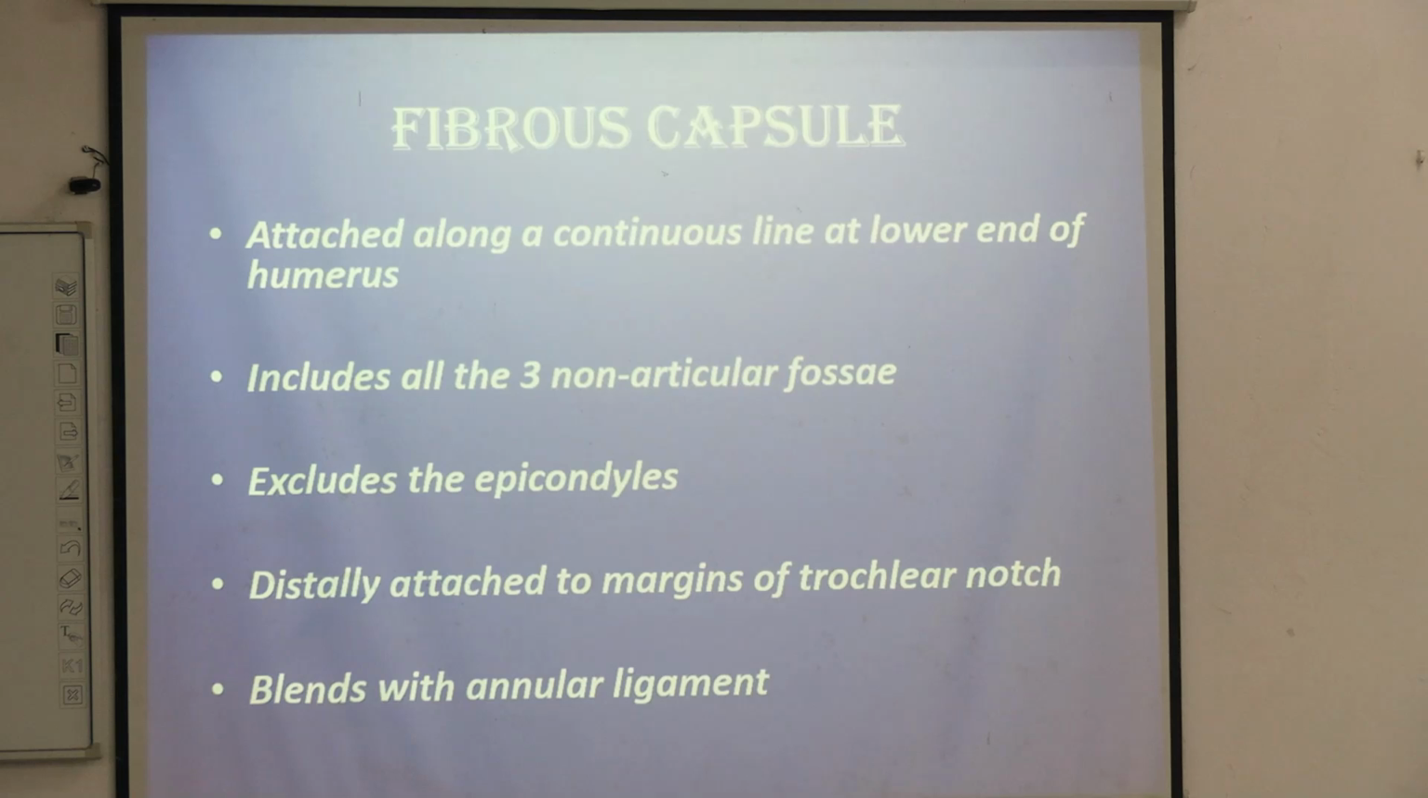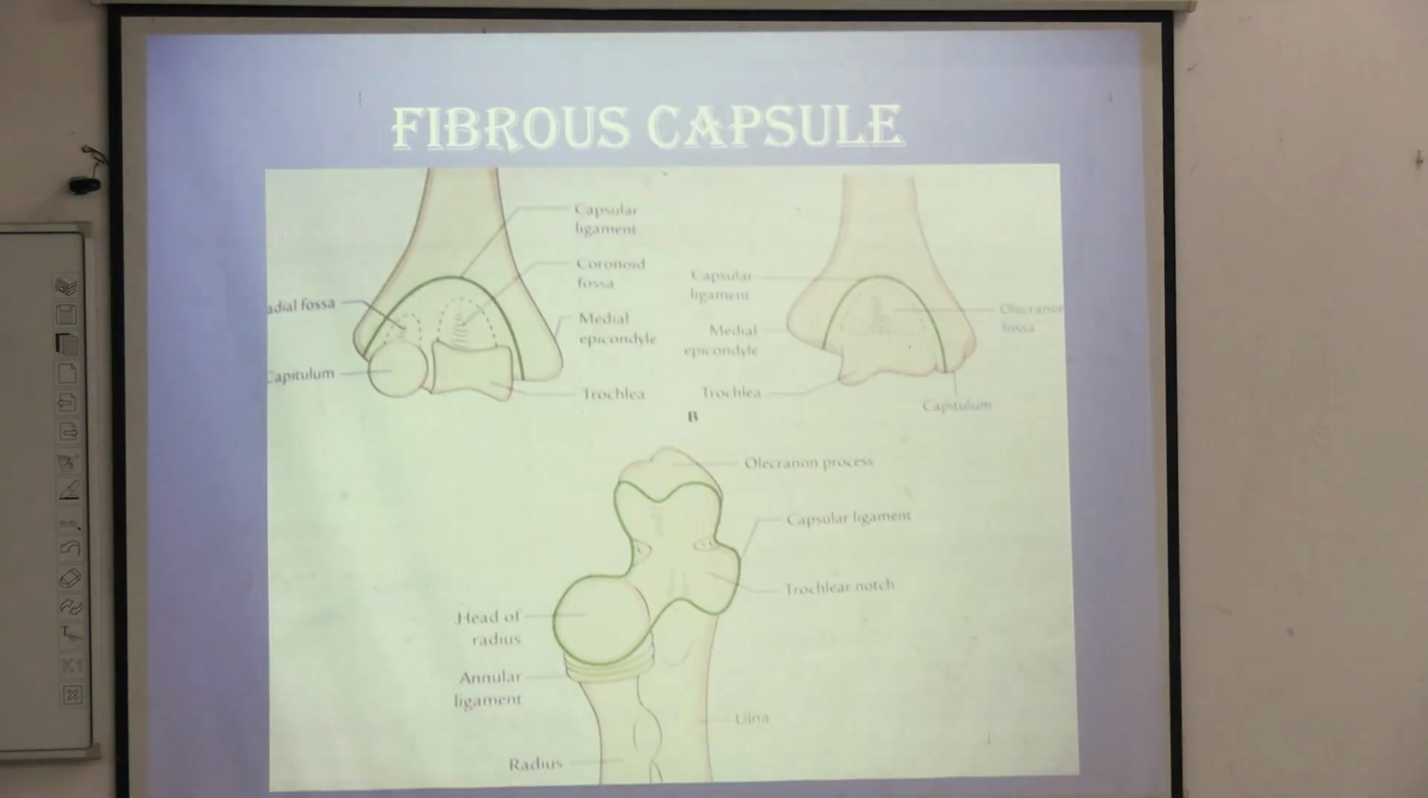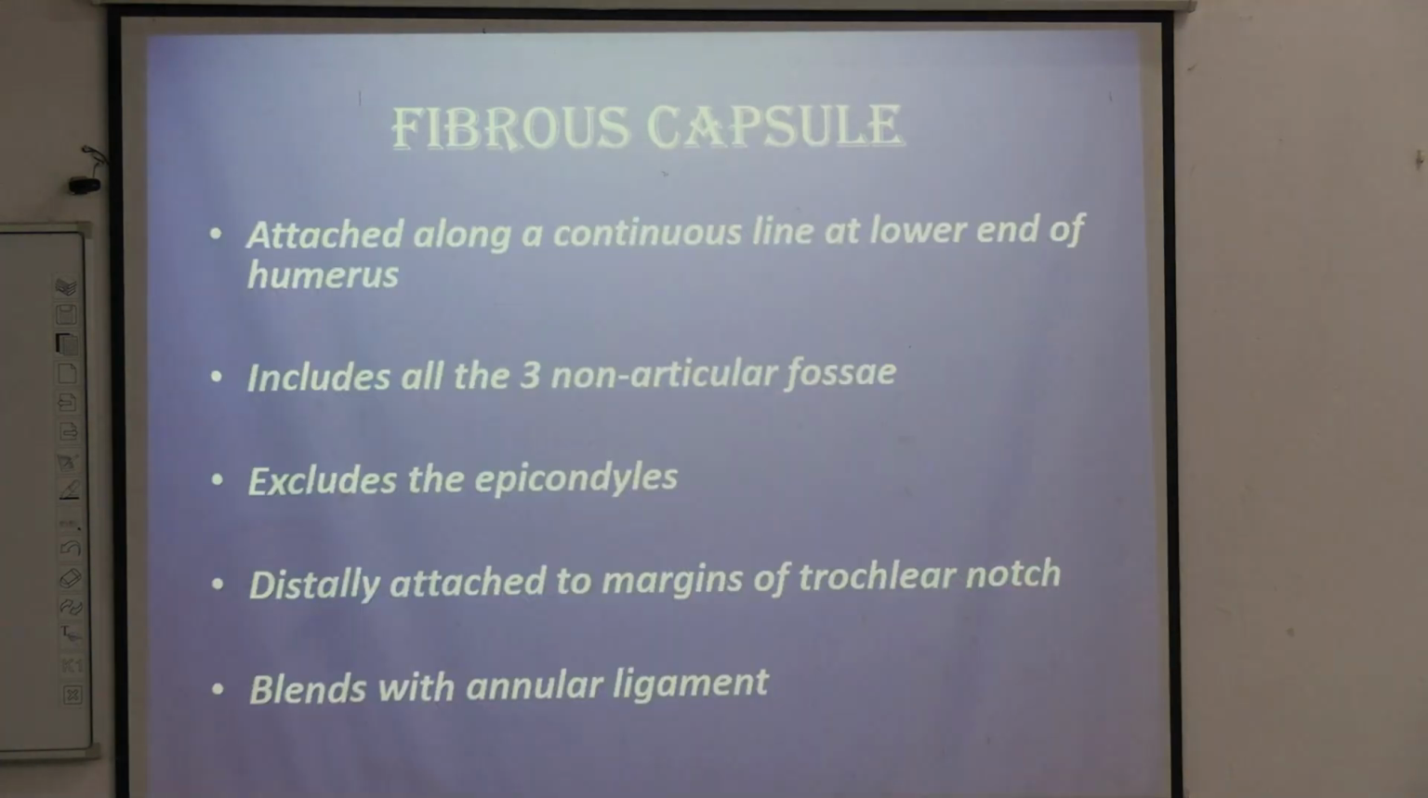Now the fibrous capsule, I showed in the previous slide, which I had shown you. Again, the fibrous capsule is attached along the continuous line at the lower end of the humerus, includes all the three non-articular fossae, excludes the epicondyles, and distally is attached to the margins of the trochlear notch, blending with the annular ligament.